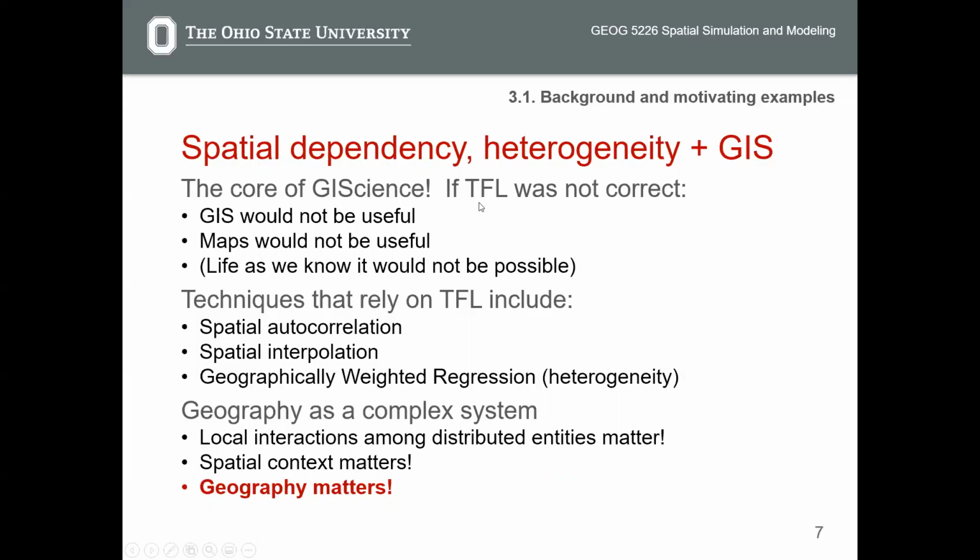So if TFL, the first law of geography, was not correct, GIS would not be useful, because the whole GIS, the geographic information science, here S is not for system, it is for science, is based on the assumption that all those geographic entities within space are somehow correlated, right? If that assumption is incorrect, then there is no GIS, right? And the maps would not be used, and life as we know it would not be possible.